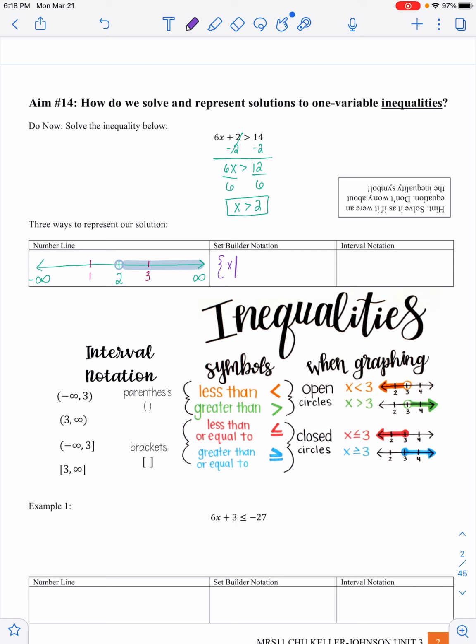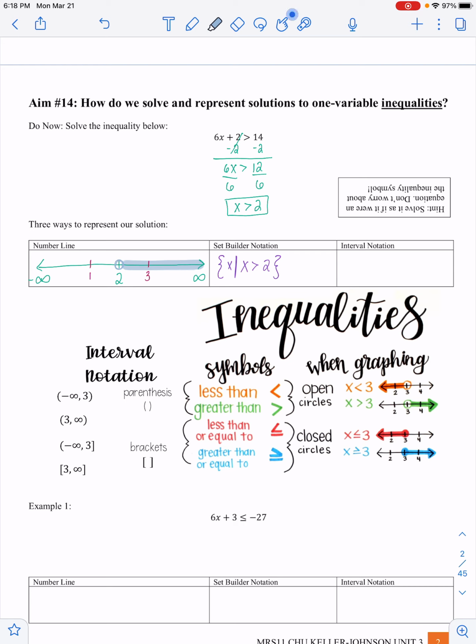Just like sometimes you abbreviate when you're texting, like you write IDK for I don't know, this line means such that. And then we just write our answer: x is greater than 2. So the way we read this, again, I'll highlight it as I go, is x such that x is greater than 2. So our answer involves x, and x has to be greater than 2.